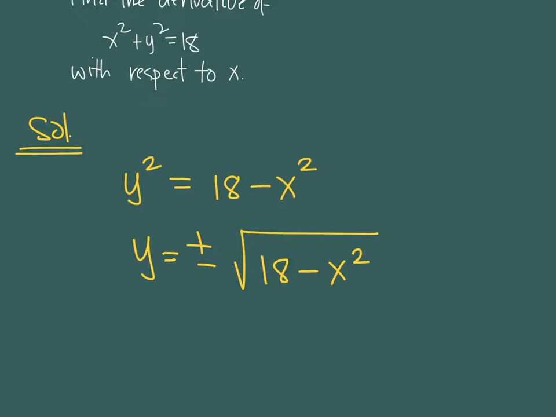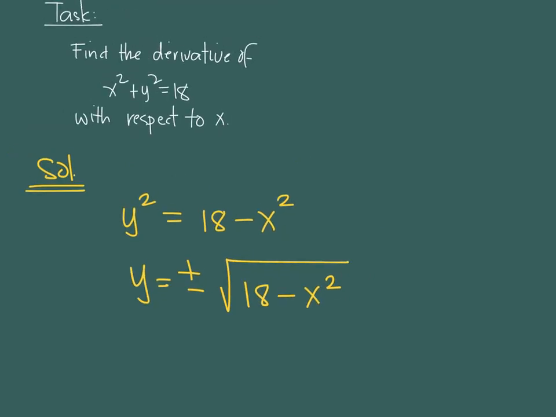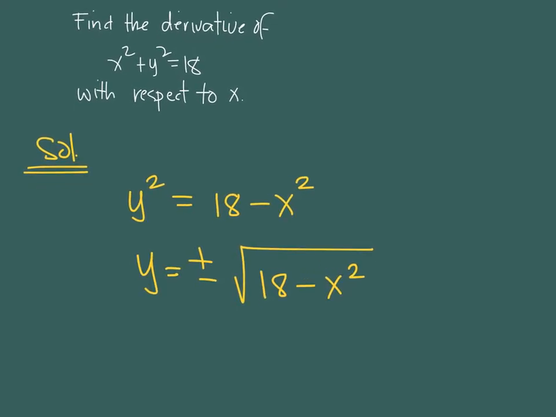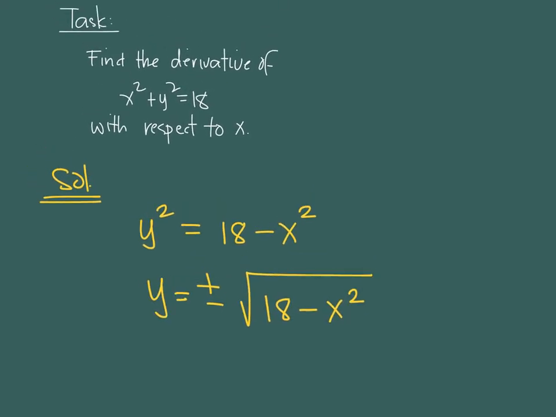So implicit differentiation is introduced so that we will not be differentiating expressions such as y equals plus or minus the square root of 18 minus x squared. Okay, so for today, we will discuss how implicit differentiation is done in equations such as x squared plus y squared equals 18.